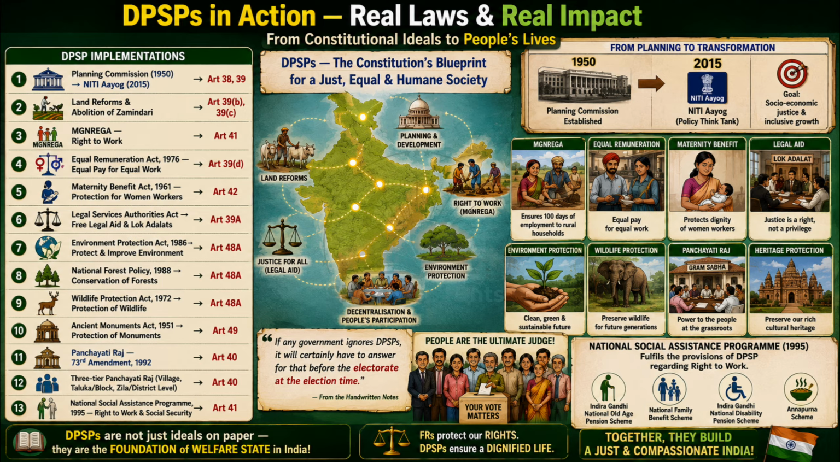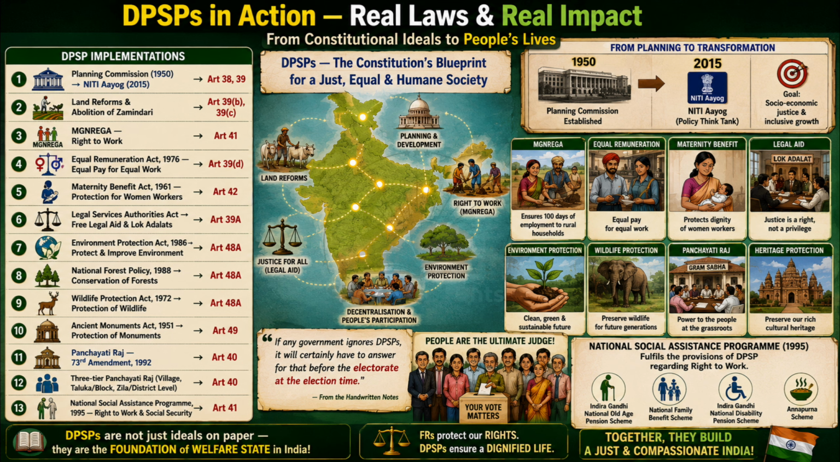Planning and Economic Management. The Planning Commission was established in 1950 to implement DPSPs in a planned manner, securing socio-economic justice and reducing inequalities. In 2015, it was replaced by Niti Aayog. Land reforms. Almost all states passed land reform laws: abolition of zamindari, ceilings on land holdings, distribution of surplus land among landless laborers, security of tenure, all to fulfill DPSPs about equitable distribution of resources.